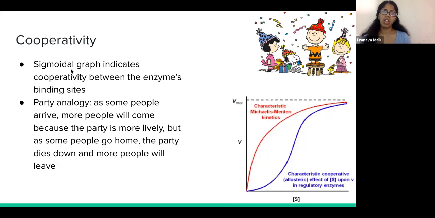You can think of it as, as more people arrive at a party, it becomes more lively. So as more, sorry, I'm getting confused here. Ashley, do you want to take just this part, what you meant by this?